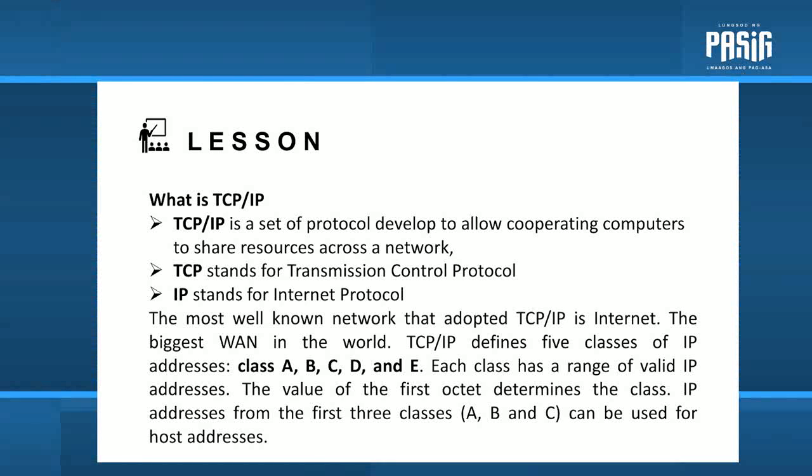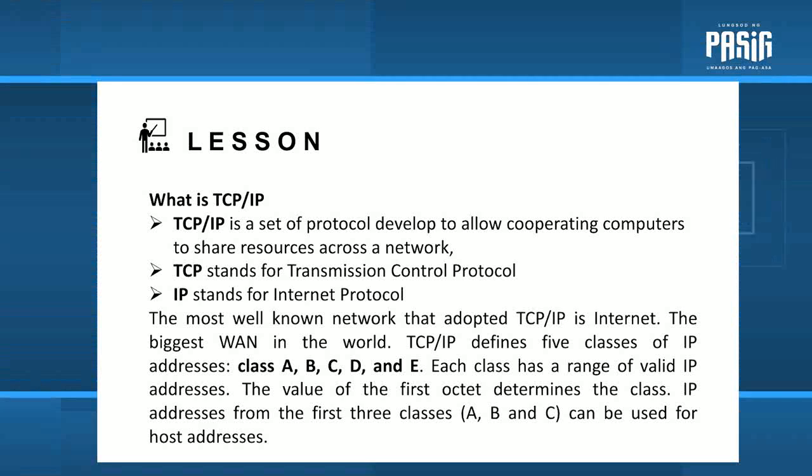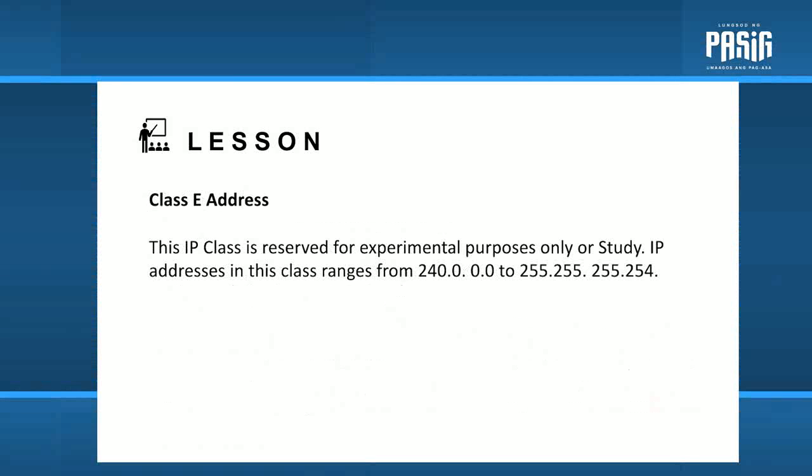TCP/IP defines 5 classes of IP addresses: class A, B, C, D, and E. Each class has a range of valid IP addresses. The value of the first octet determines the class. IP addresses from the first 3 classes, A, B, and C, can be used for host addresses. Class E addresses are reserved for experimental purposes or study only.